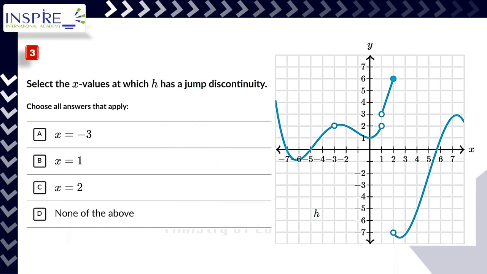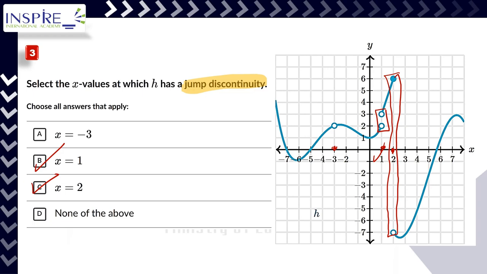Jump discontinuity. Okay, we need to get jump discontinuity. Which point of the function has jump discontinuity? At first, at which points is the function discontinuous? We have it at x equal -3, at x equal 1, and at x equal 2. Okay, at x equal -3, this is removable because it's only one point removed. At x equal 1, it's jump discontinuity. And also at x equal 2, this one also is jump discontinuity. So we have it here, x equal 1 and x equal 2.